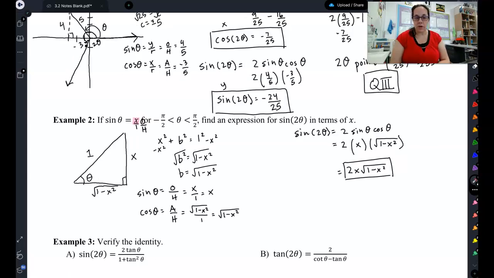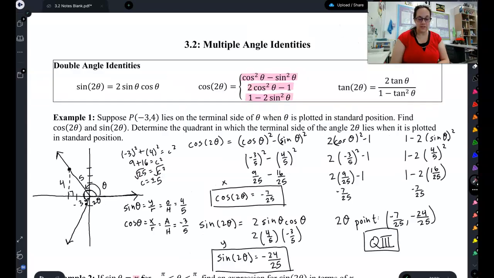So that is all we're going to do for this video. In the next video, we're going to use these double angle identities to do some trig proofs, some verifying of trig identities.